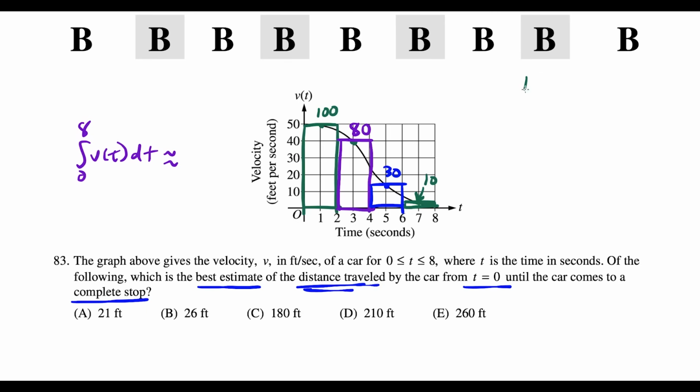So now we just add those numbers together, 100 plus 80 plus 30 plus 10. We get a 0 here, and then 8 plus 3 is going to give us 11, plus 1 is 12. Carry the 1, and this is going to give us 220. Now 220 is closest to choice D here, so we're going to say choice D for question 83.